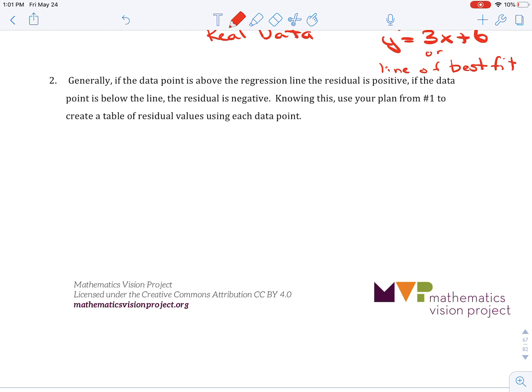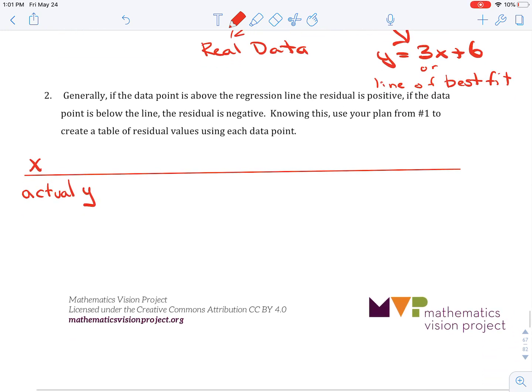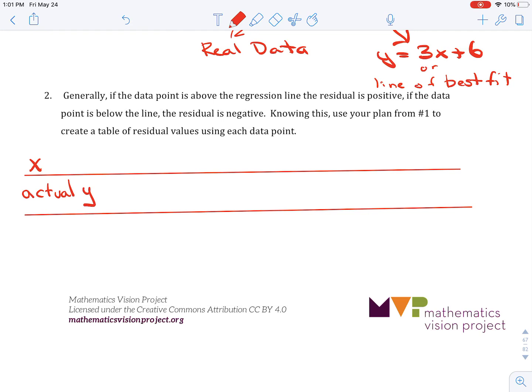Okay, here's how I want to do this. So, in your table, you're going to have your x value, and then you're going to have your actual y value, and then you're going to have your predicted y, which is your line of best fit, and then you're going to have your residual.